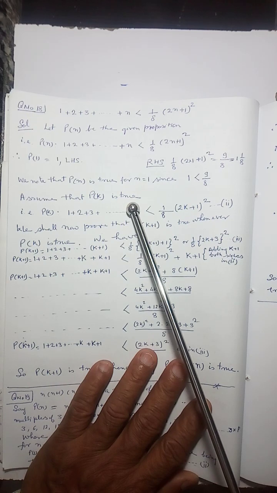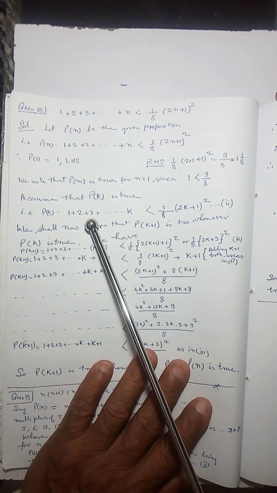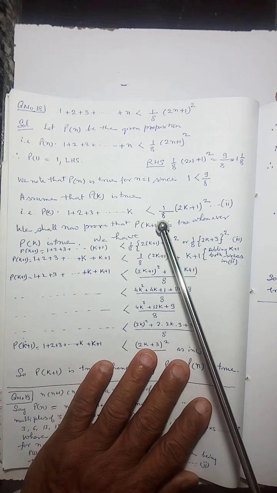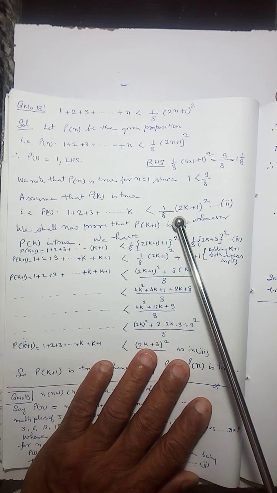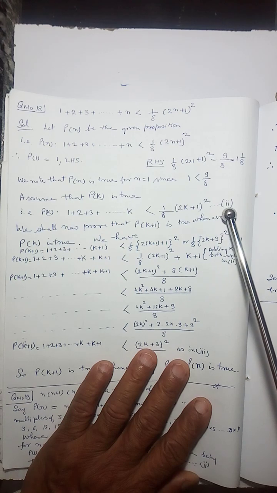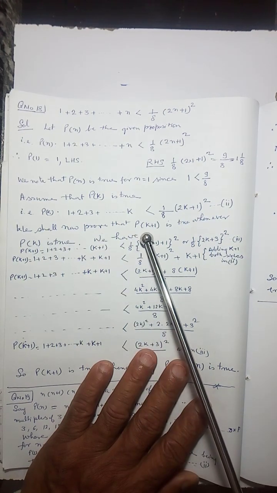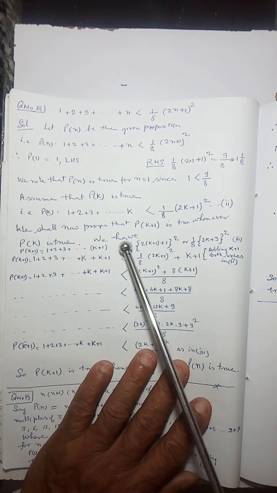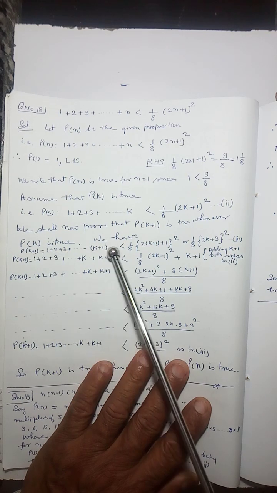Assume that Pk is true. That is, Pk is 1 plus 2 plus 3 plus up to k, and it is less than 1 upon 8 inside the bracket 2k plus 1 whole square. This is the second equation. We shall now prove that Pk plus 1 is true whenever Pk is true.